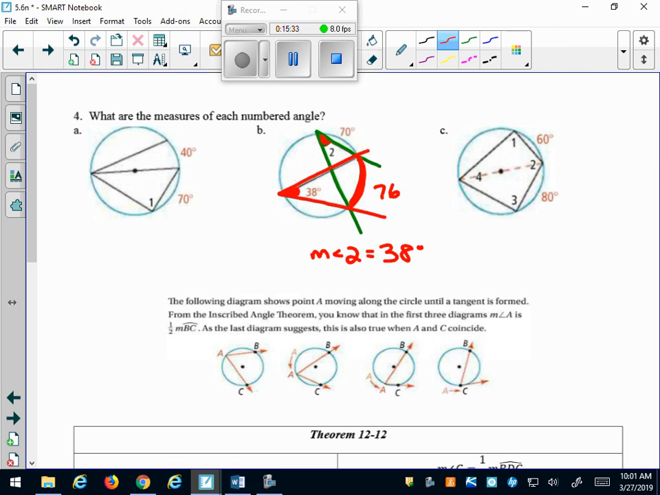What did A turn out to be? Measure of angle 1. 90 degrees. Because this is a diameter, that makes this a semicircle, and so the inscribed angle is half of 180, or 90. That was corollary 2.